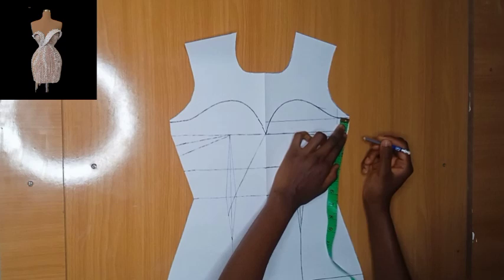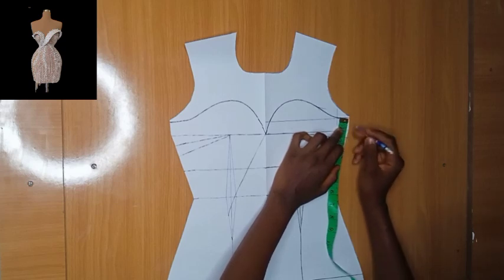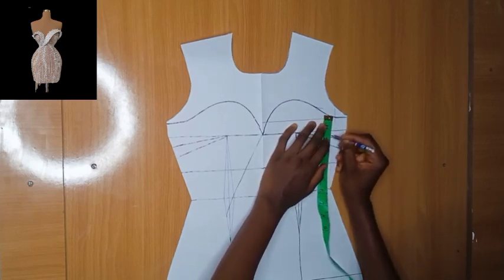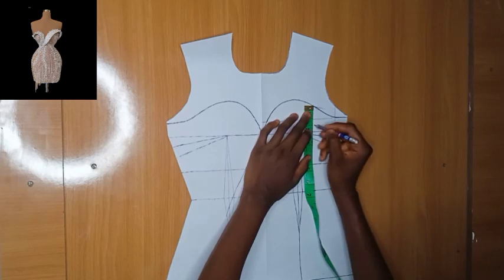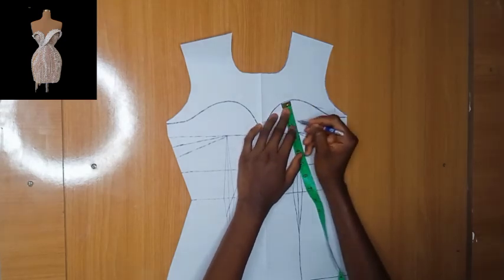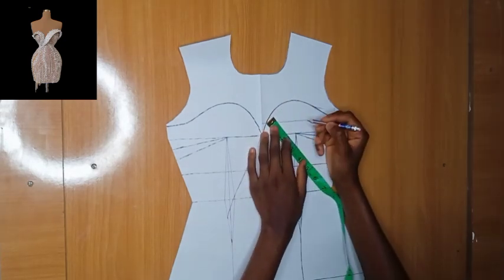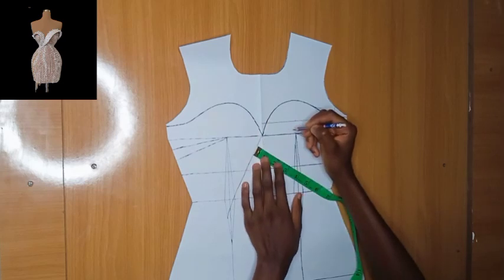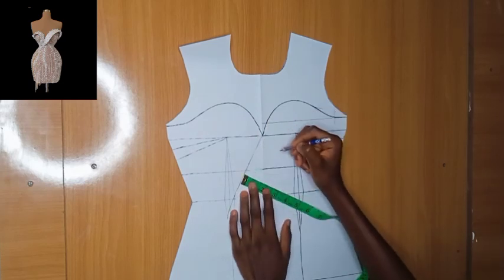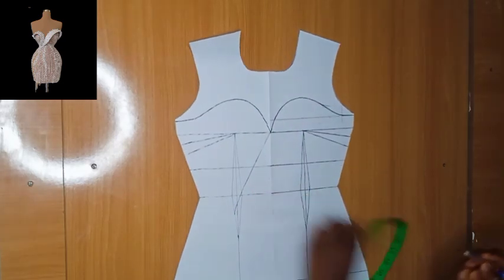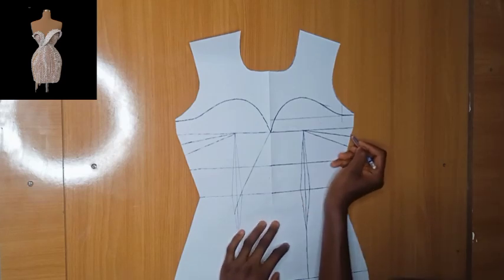Okay, so now I'm going to be coming down by 1.5 inches all the way round, like so. You're coming down all the way around 1.5 inches. Okay, so I'm going to be joining the whole dotted 1.5 inch points together.